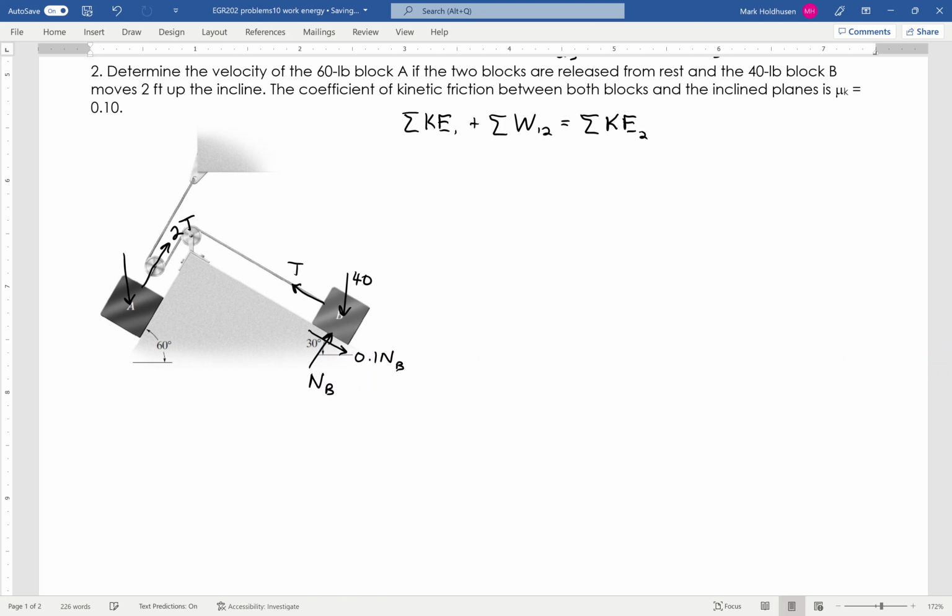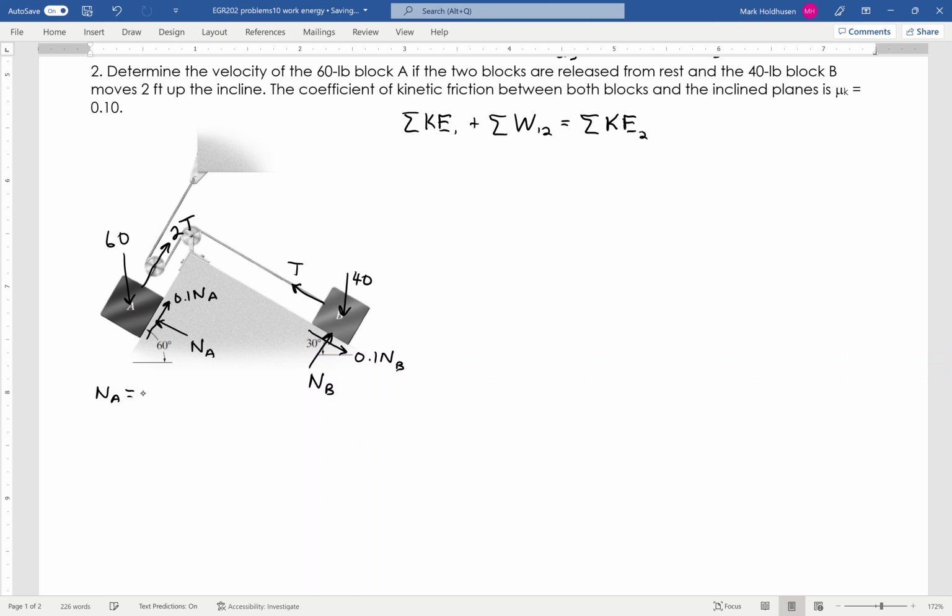Block A has 2T because of the way the cable is attached there. It has a weight of 60 pounds. It has a normal force at A that I'll call NA. And this one's moving down the incline, right? So my friction force on this one is going to be up the incline, and that's going to be 0.1 times NA. Okay, so I can sum the forces.